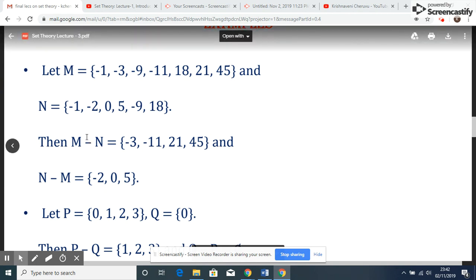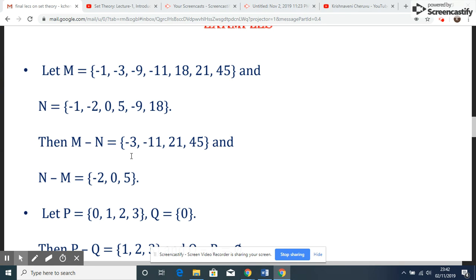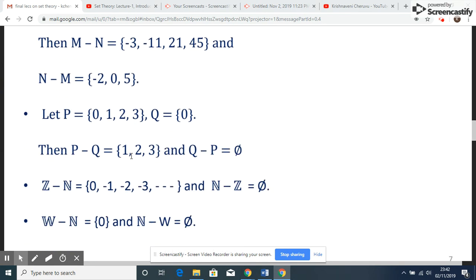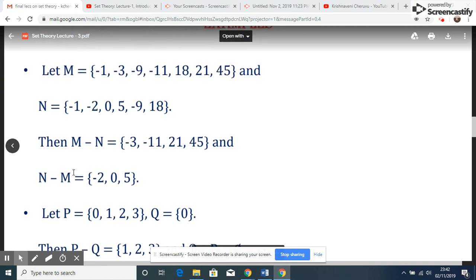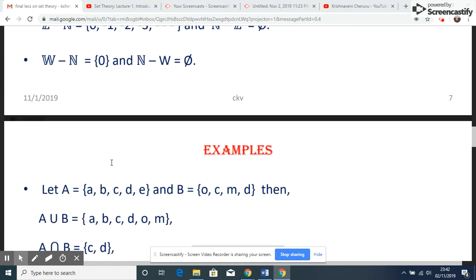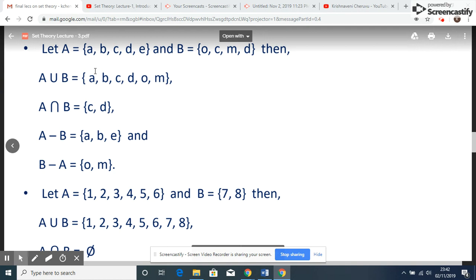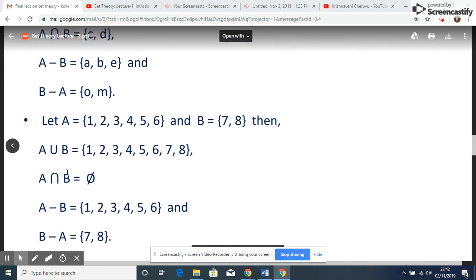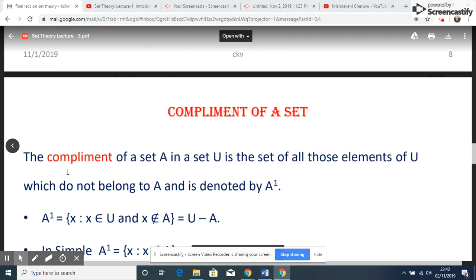Let us consider the sets M and N. If we write M minus N, we have to write the elements which belong to M and which do not belong to N. When we write N minus M, we write the elements which are in N and which are not in M. You can go through the other examples. Now, for the sets A and B here, it is given the union of A and B, intersection of A and B, difference of A and B. You can go through these examples and understand.